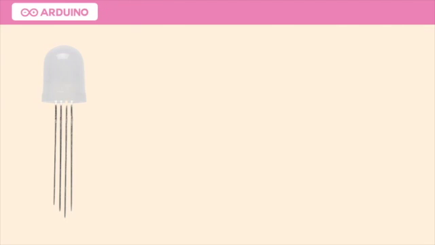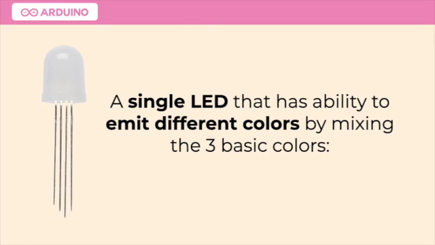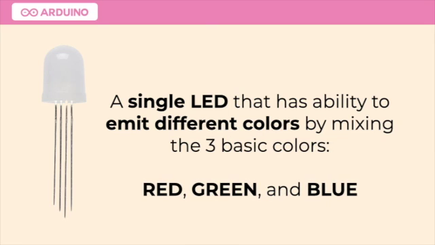RGB LED is a single LED that has the ability to emit different colors by mixing the three basic colors, red, green, and blue. RGB LED products combine these three colors to produce over 16 million hues of light. Note that not all colors are possible. Some colors are outside the triangle formed by the RGB LED. Also, pigment colors such as brown or pink are difficult or impossible to achieve.